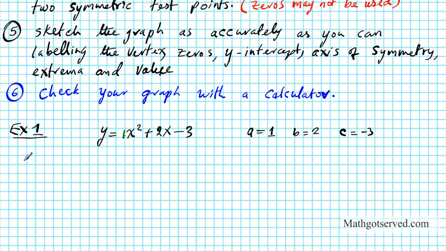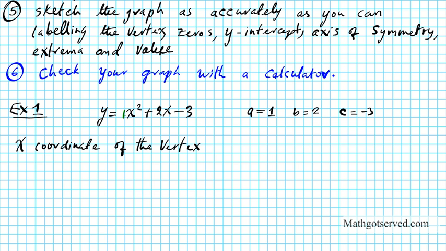All right, to find the x-coordinate of the vertex, we're going to use the formula we just went over, x equals negative b over 2a, okay? b is 2, a is 1, so we plug both of them into this formula, which gives us negative 2 over 2 times 1. To work that out, negative 2 over 2 divides out to negative 1. So this tells me that the x-coordinate of my vertex is negative 1. All right, we have that down.